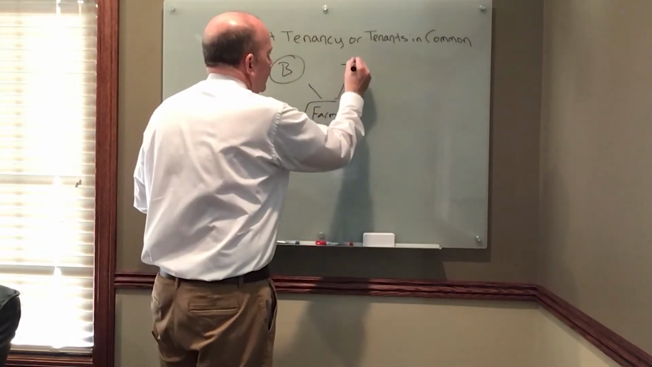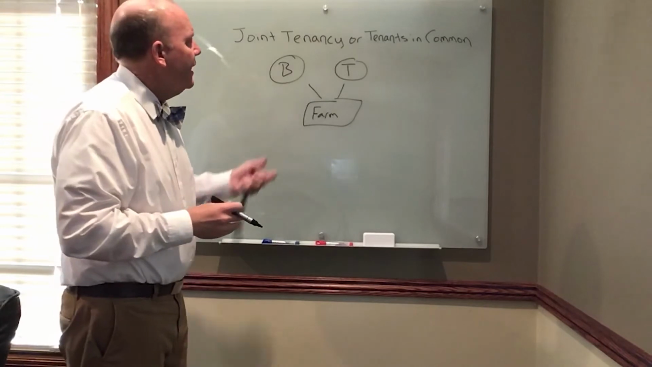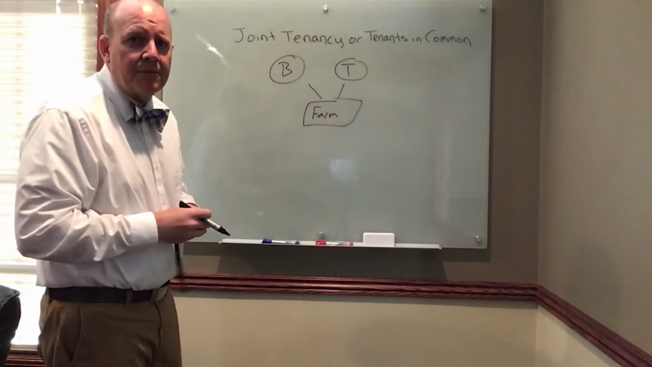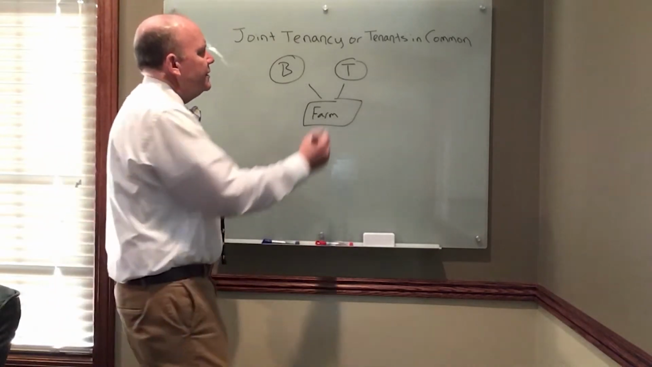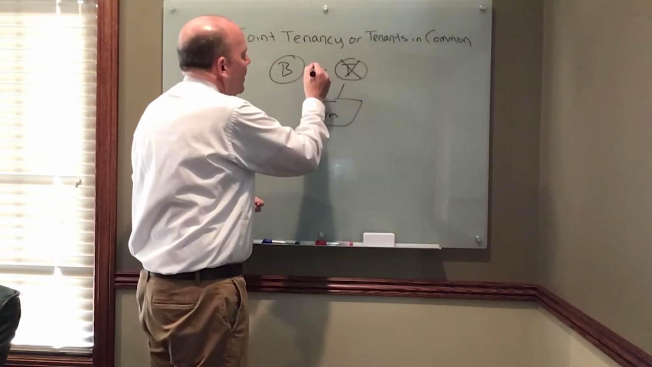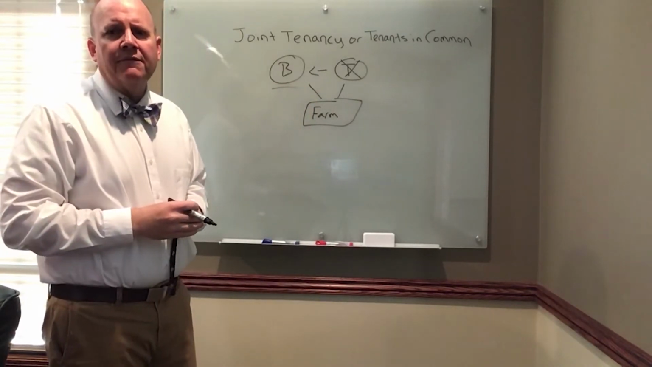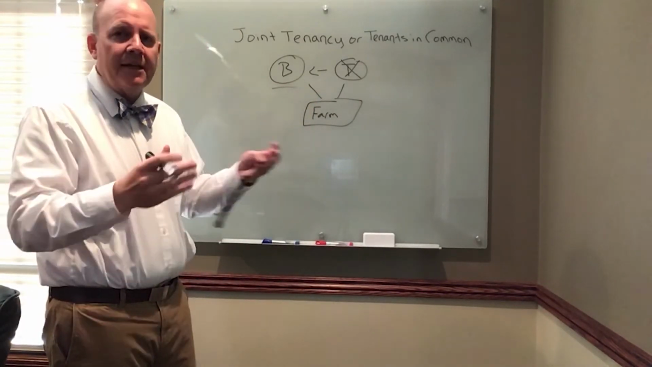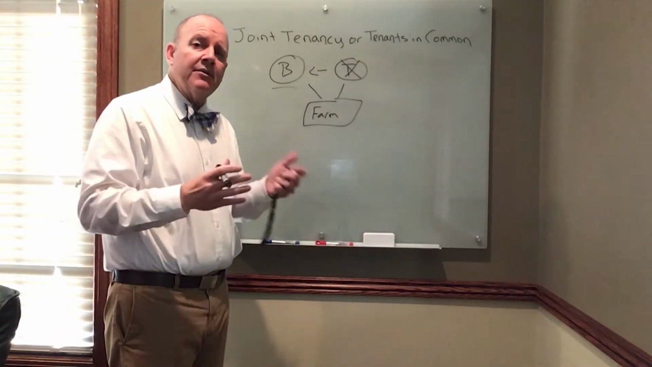Let's look at what happens in a joint tenancy. So we've got Bob and Tom again, and they're joint tenants in this thing. The same rules apply with respect to partition, so we've got all those same issues. But what happens when Tom dies is that Bob becomes the sole owner of that farm without any requirement of compensation to Tom's family or anything.